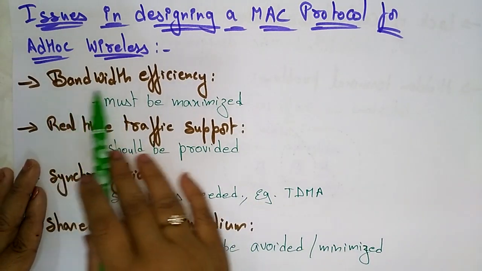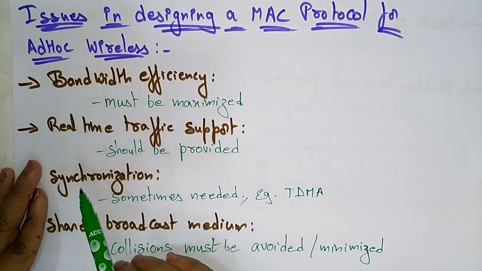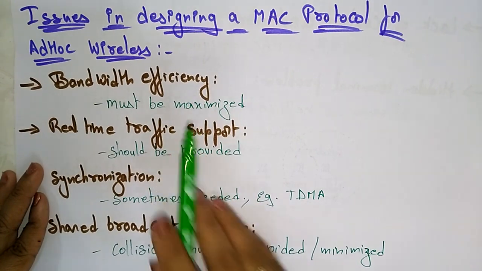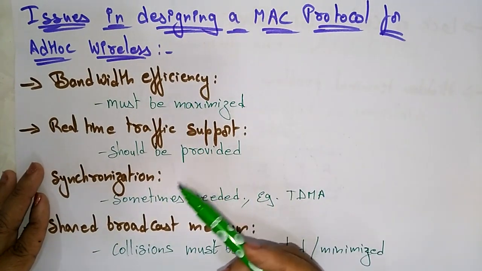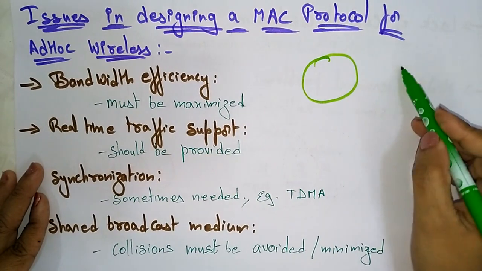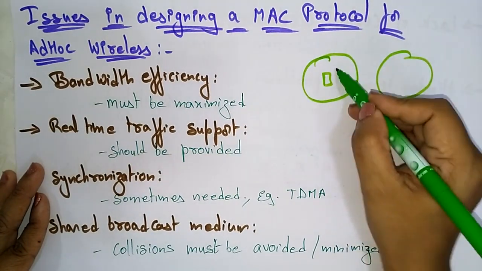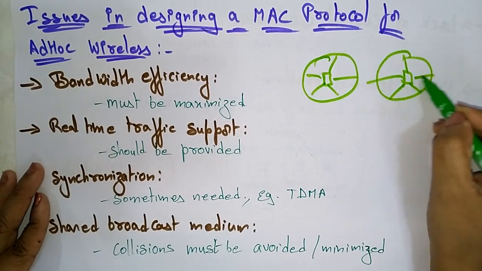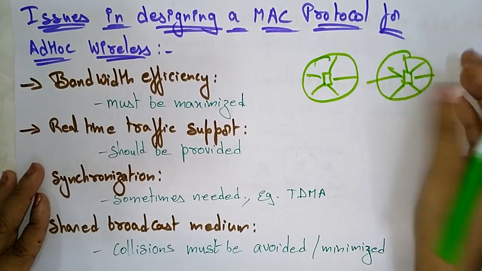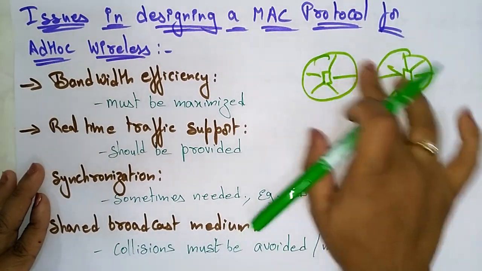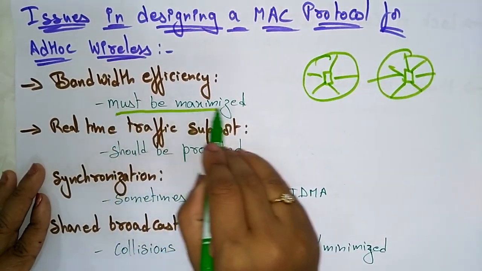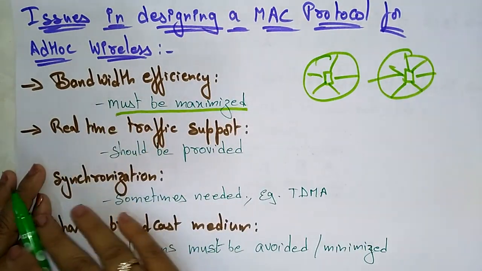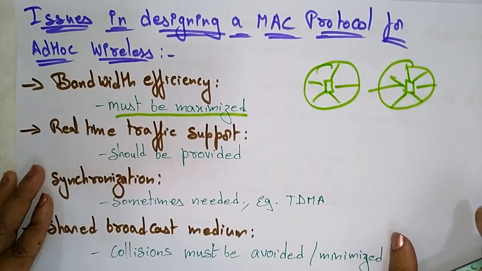The first is bandwidth efficiency. The first design issue this MAC protocol is facing is the bandwidth efficiency. The bandwidth must be maximized because there is only limited bandwidth. This channel will be accessed only within this range, and this channel only within this range. Beyond that, the channel will be disconnected. So only limited bandwidth is there, and we need to maximize the bandwidth efficiency. So that is the first design issue.